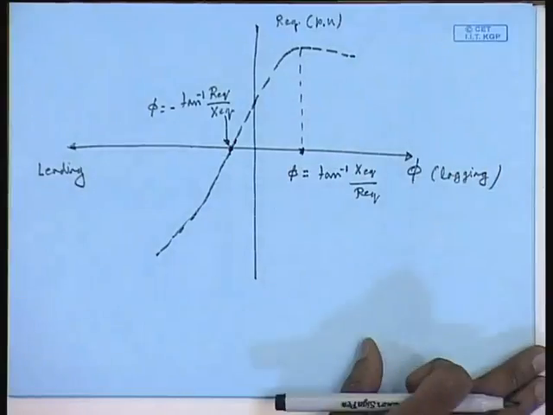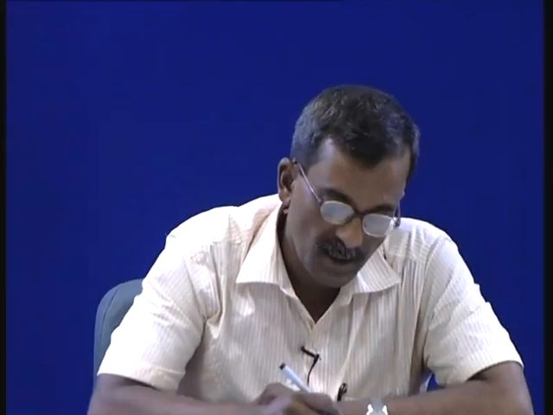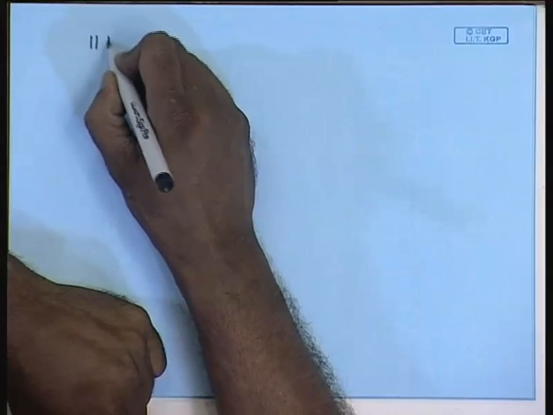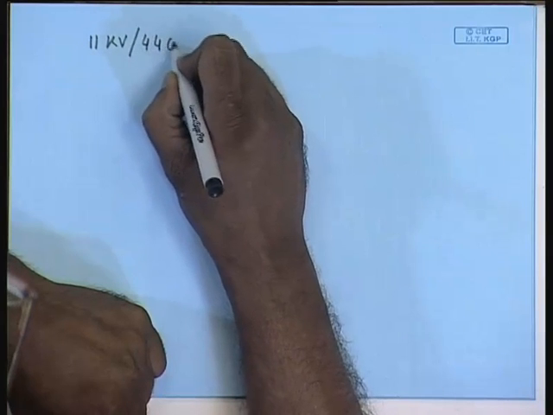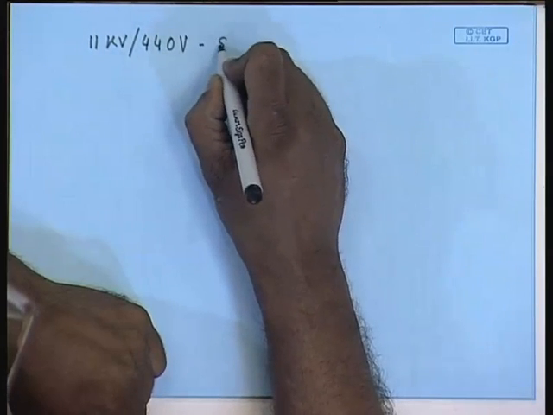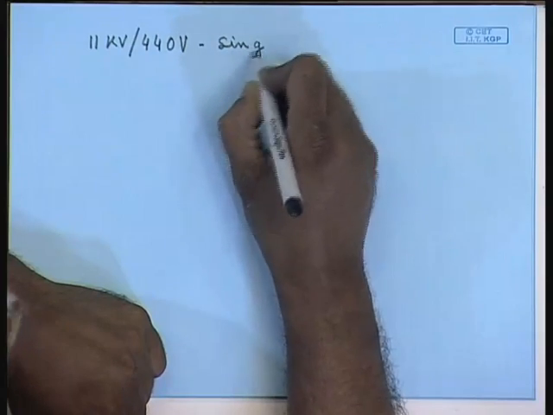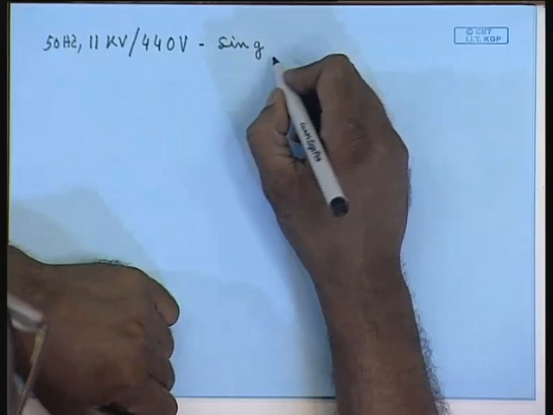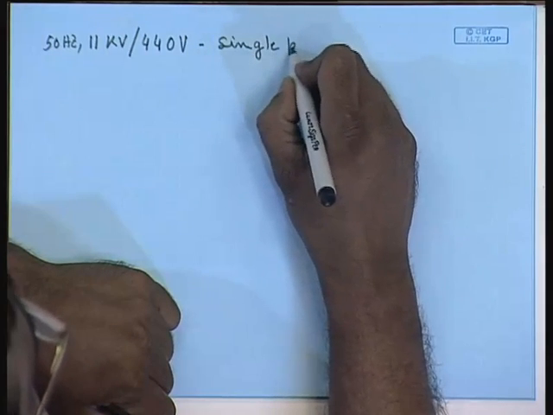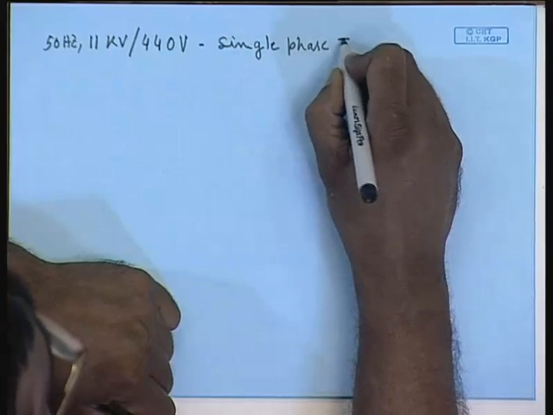Now, let us look at a problem of how to find out the percentage regulation and the output voltage of a transformer. Let us consider a 11 kV by 440 volt single phase transformer, 50 hertz, 75 kVA.